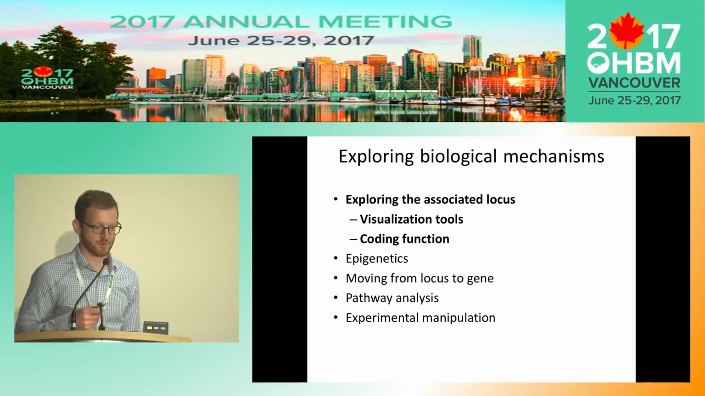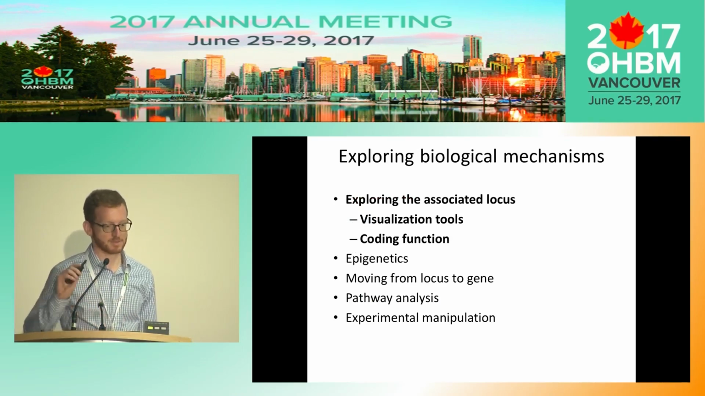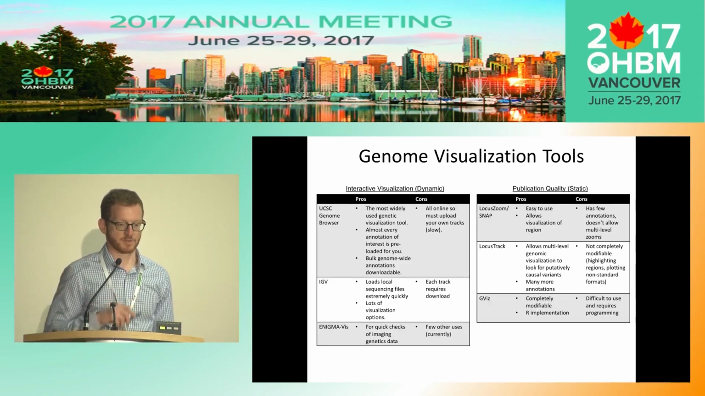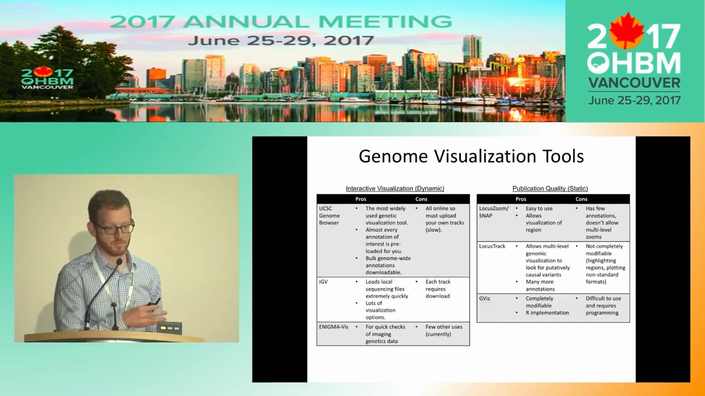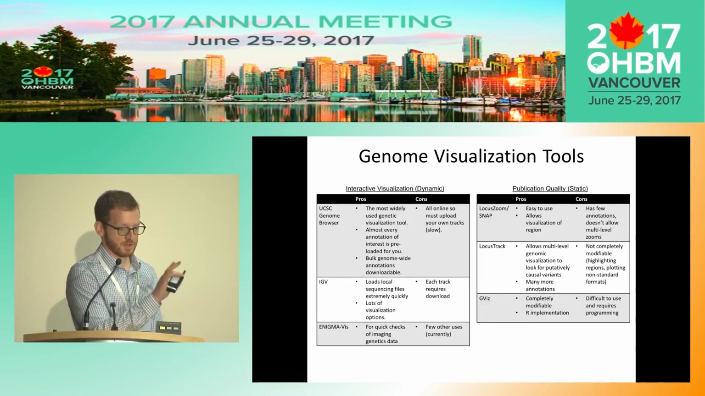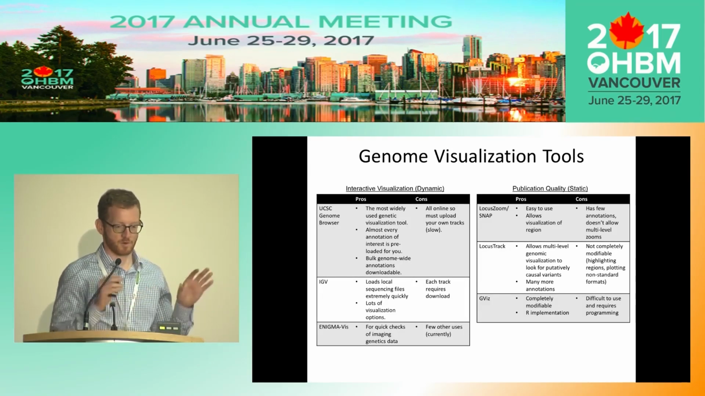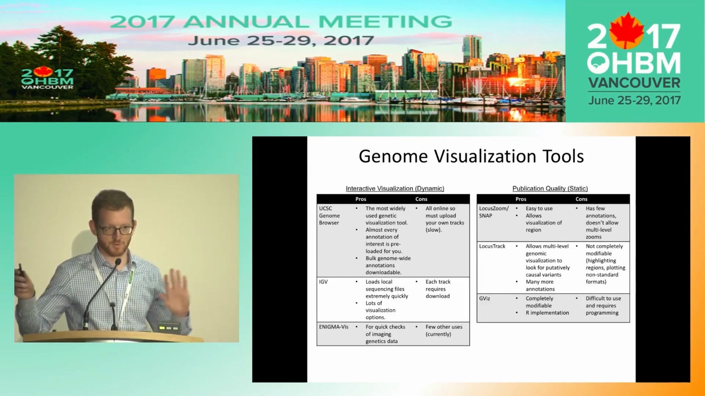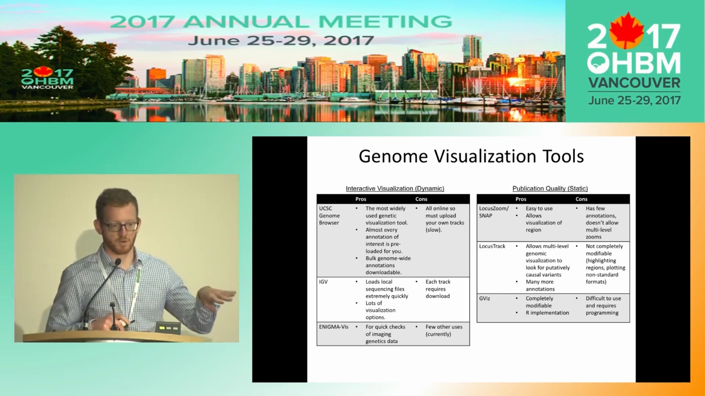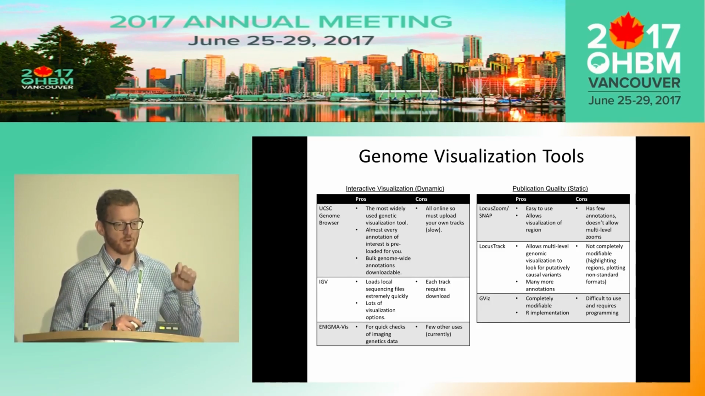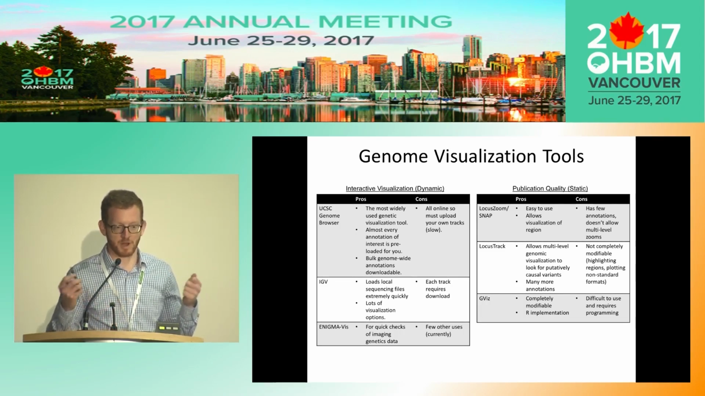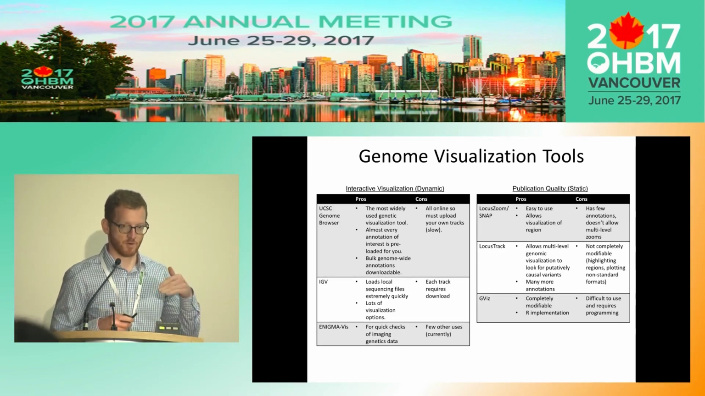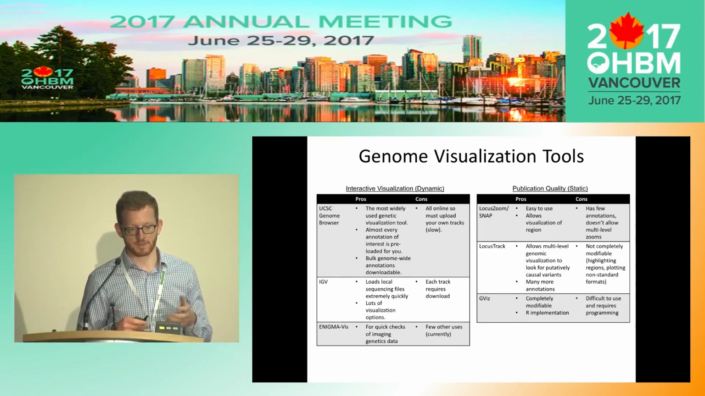Okay, so how do we explore biological mechanisms? I'm going to go through different things. First is exploring the associated locus using some visualization tools. There are many different visualization tools for looking at the genome. Those genome tools can be classified either as dynamic, so it's easy to move around in them, or publication-quality static images, which are useful if you're trying to publish a paper. I'm going to focus on the dynamic ones, and specifically the UCSC Genome Browser, which is the most widely used bioinformatic tool that exists. It's fantastic, and everyone should be aware of it. I'm going to go over just briefly how to use it and where you can find it.